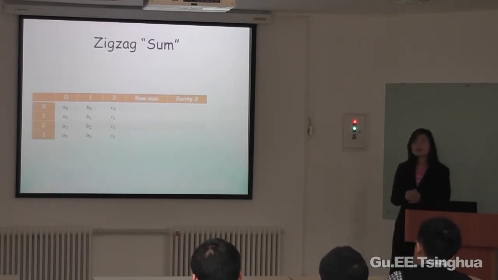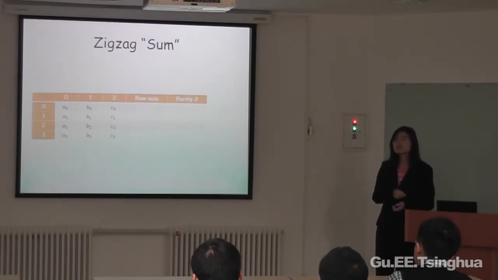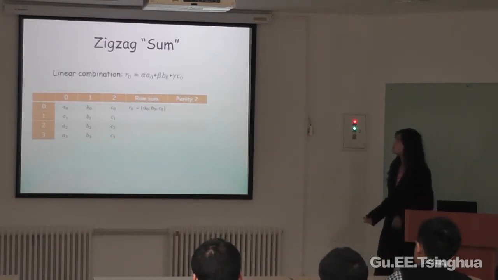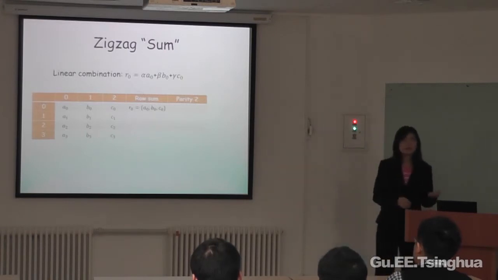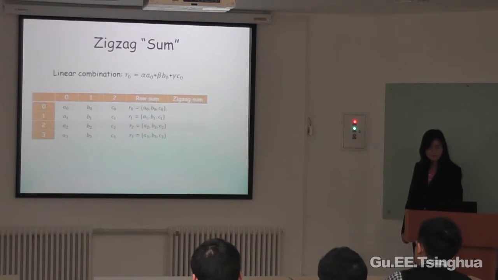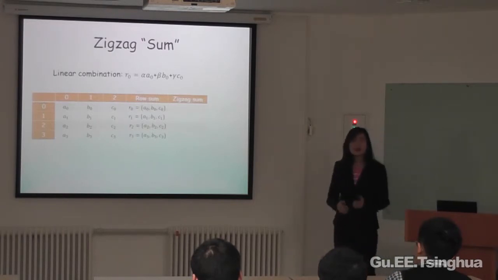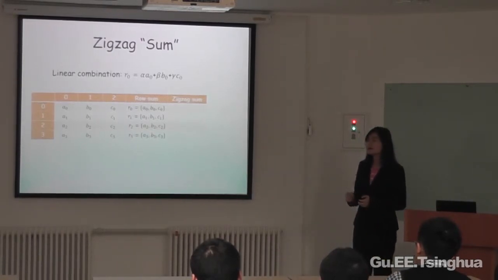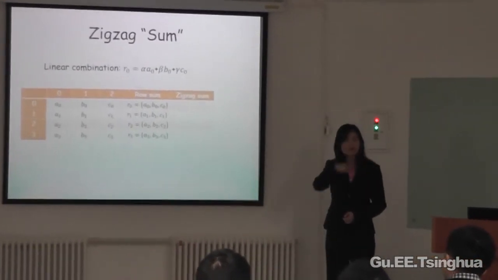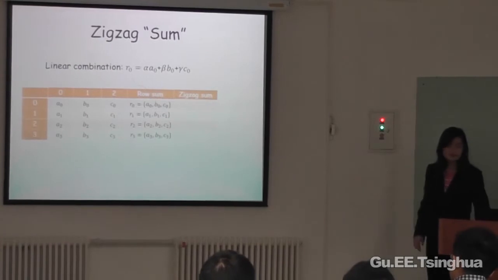The first parity, I'm going to construct it similar to the even-odd code, which is the sum of the row, or linear combination of a row. So R0 is a linear combination of A0, B0, and C0, and so on and so forth. The second parity, I'm going to construct as some arbitrary line. So instead of a straight horizontal line, I will use some arbitrary line, and we call it zigzag sum.